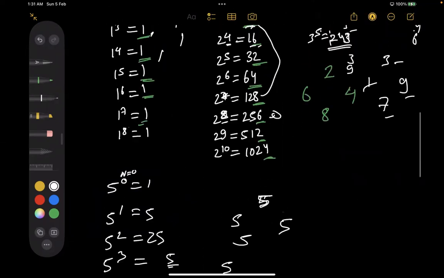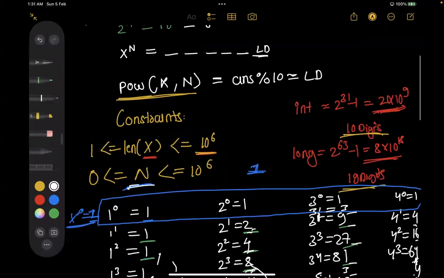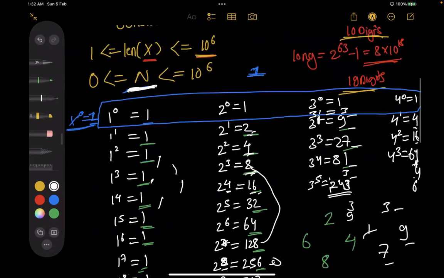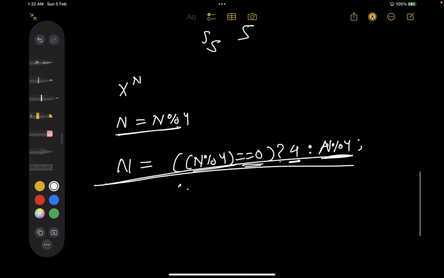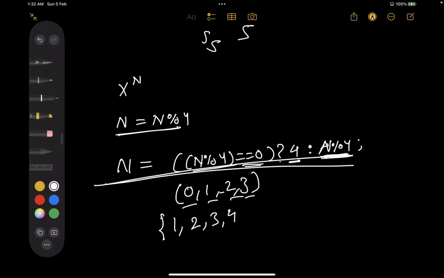So now we have reduced our n. n was not a small number, it was 10 power 6, but even though, now the possible answer for n will be reduced to 0, 1, 2, 3, because we are doing mod 4. If we do mod 4, we can get either of these values, 0, 1, 2, 3, right? We are changing n to 4 in case n modulo 4 is equal to 0. So the value of n now will be any one of these, 1, 2, 3, 4, right? See, we have reduced n to a very small number.